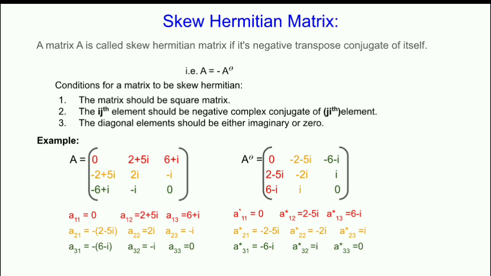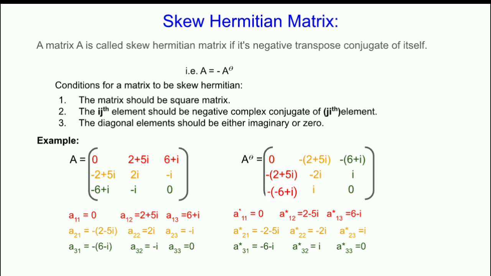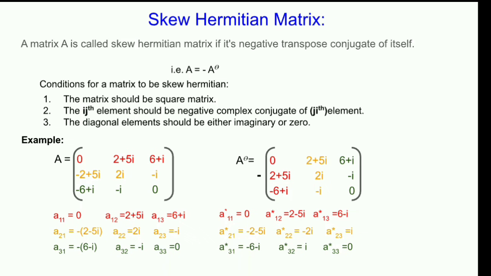This matrix can also be written like this. By taking out the negative sign as common, we get A theta equal to minus of 0, 2 plus 5i, 6 plus i, 2 plus 5i, 2i, minus i, 6 plus i, minus i and 0. If we compare A with A theta, then we can write A is equal to minus A theta. Here, A is a square matrix of order 3 by 3. So it is fulfilling condition number 1.